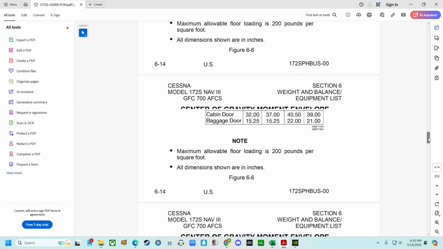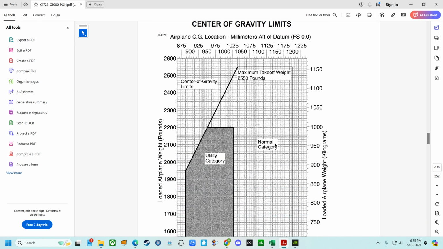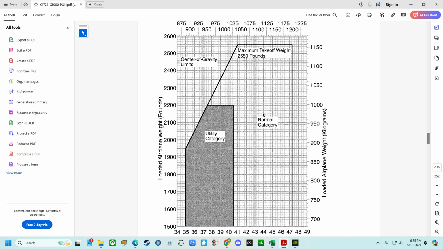And then you're going to go through and make sure you're within your center of gravity limits. Basically, this chart here, as long as I'm within this area somewhere here and not outside these black lines, that means I should be okay to fly.